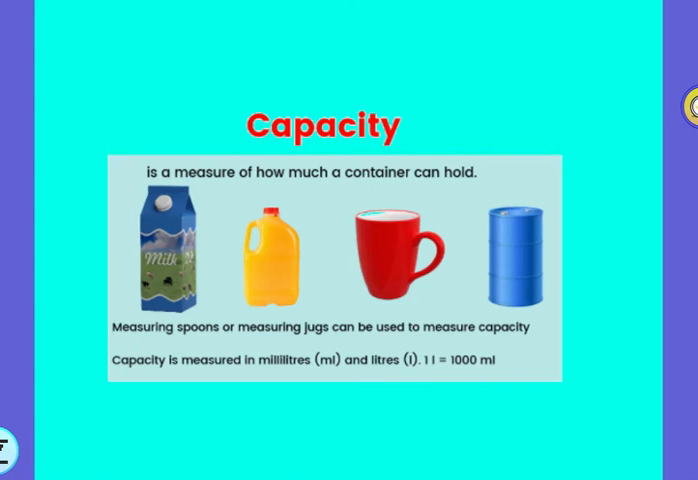So, capacity is a measure of how much a container can hold. Measuring spoons and jugs can also be used to measure capacity, but here are some examples. We've got a milk carton, a juice carton, what looks like a mug, and what I think is an oil barrel or a petrol barrel. We are being told here that we measure capacity in millilitres, and ml stands for that for short, and in litres, and L stands for that for short. We've also been told very kindly that 1 litre is the same as 1,000 millilitres.